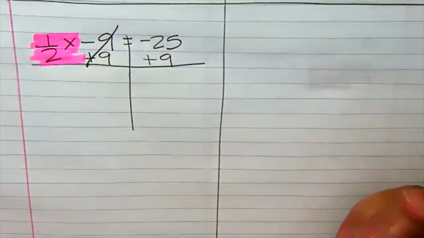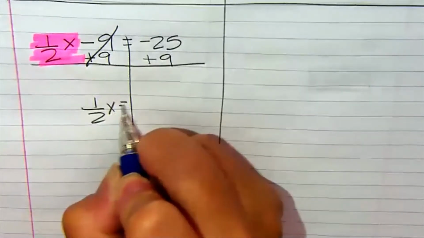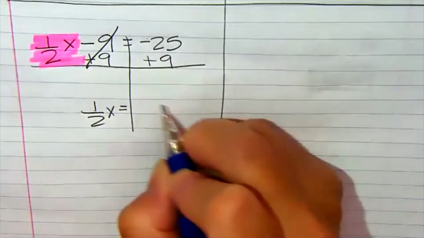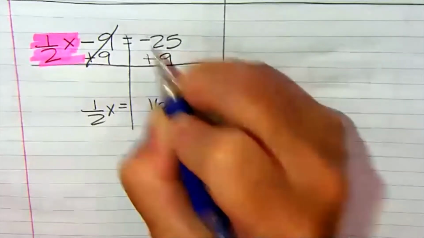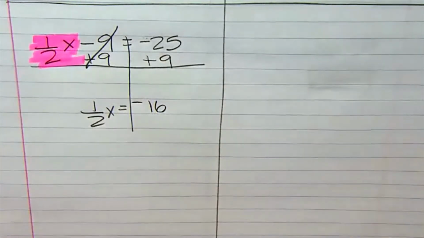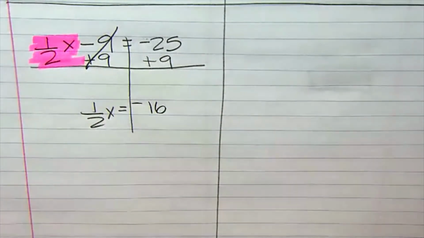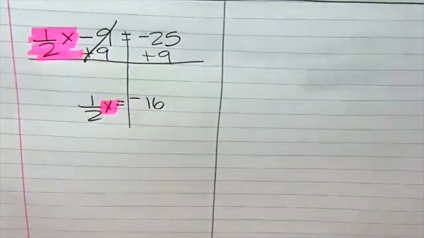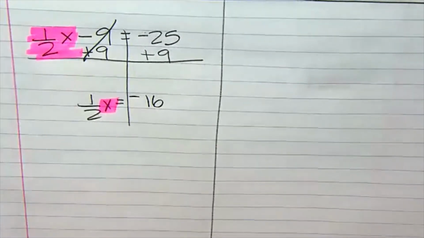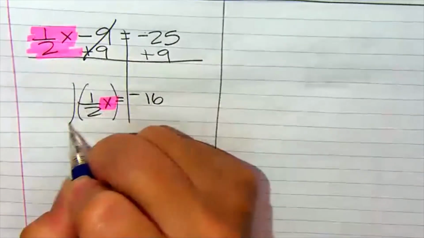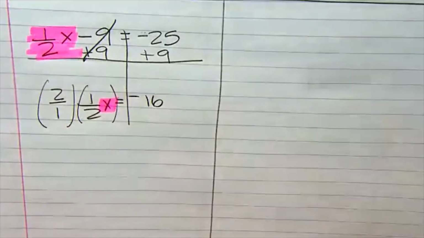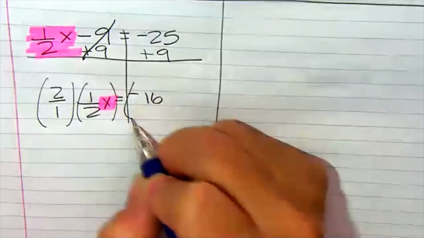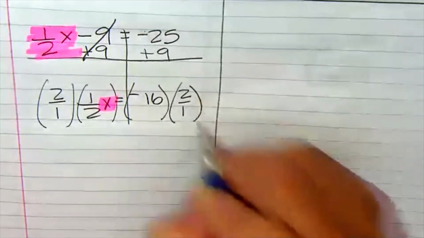So these guys cancel. I'm left with 1/2 x equals, I have a positive and a negative, so I'm going to subtract and keep the sign of my largest number. My goal is still to isolate that variable. So I need to get rid of this times 1/2. Well, to get rid of times 1/2, I'm going to multiply by the reciprocal. I'm going to multiply by 2/1. And what I do to one side, I must do to the other.